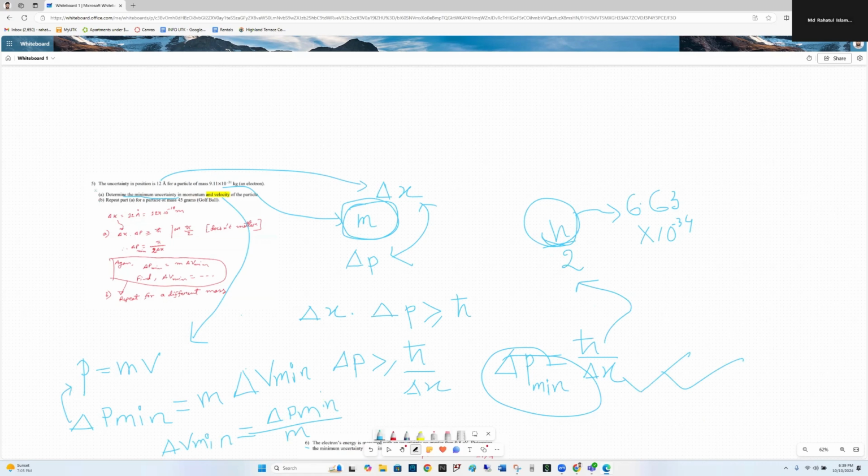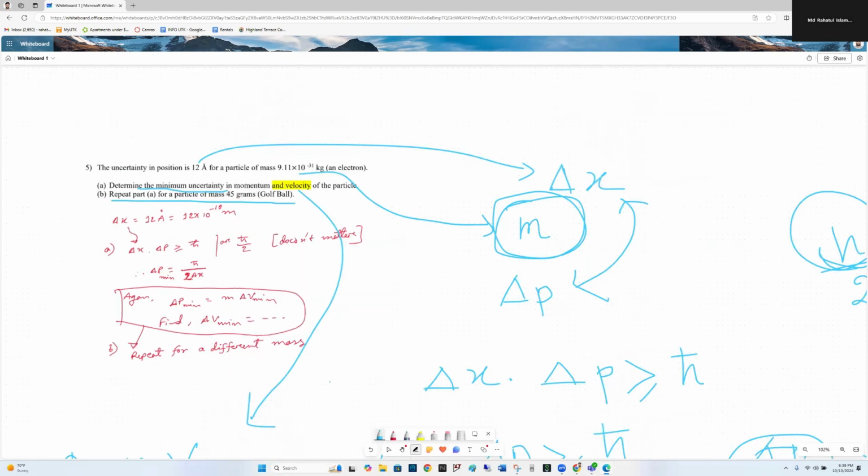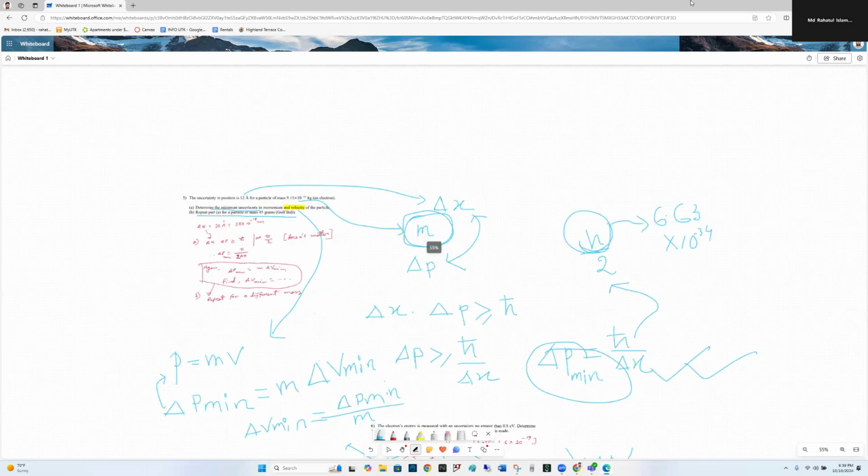Now let's move to part b. Part b is simply the same, you just need to change the value of m and repeat all these calculations. Okay, so that's problem number 5. Let's move to problem number 6.